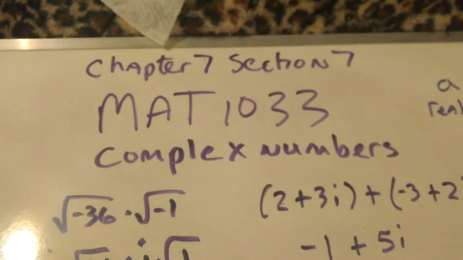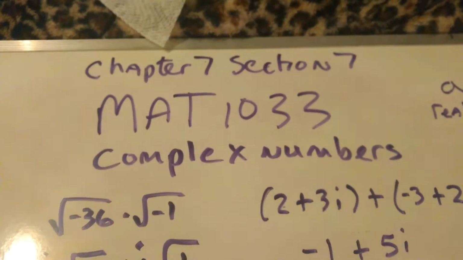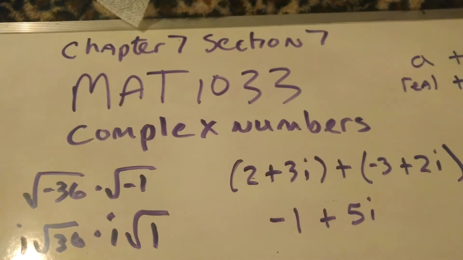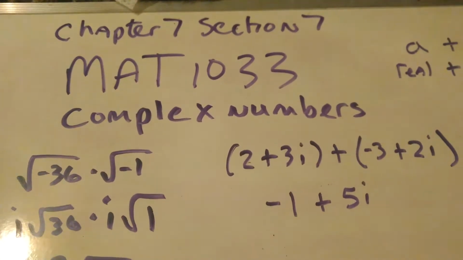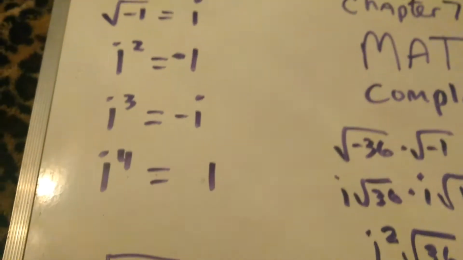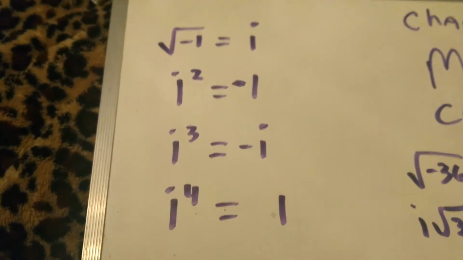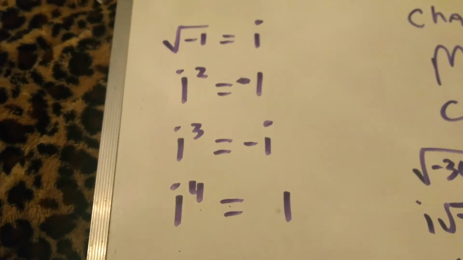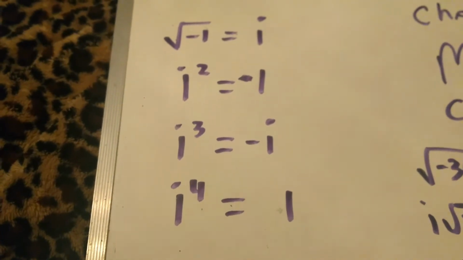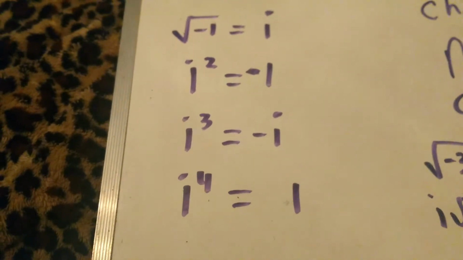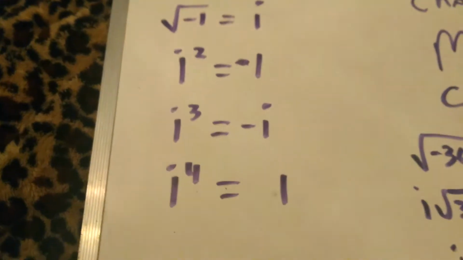Chapter 7, Section 7, which is the last section for MAT 1033, dealing with complex numbers, imaginary numbers. All right, first thing you've got to understand is that the square root of -1 is i. i squared is -1. i to the third power is -i. i to the fourth power is +1.